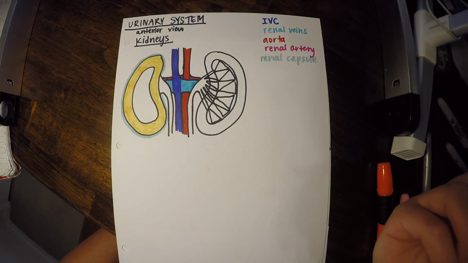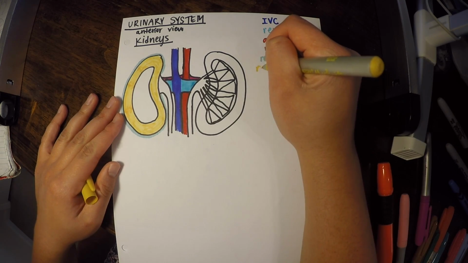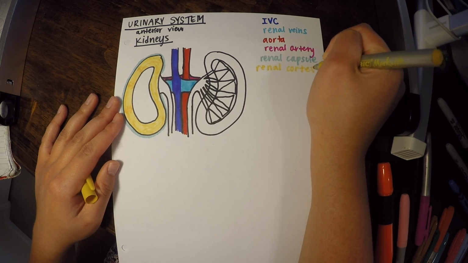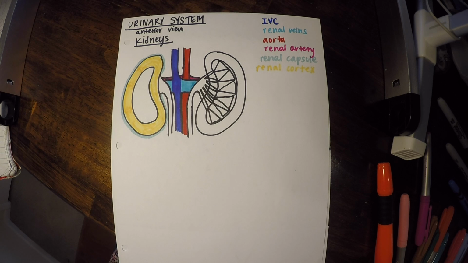Alrighty. So like I said, that is going to be our renal cortex. Alrighty, so then on the inside, we're going to have a renal medulla.